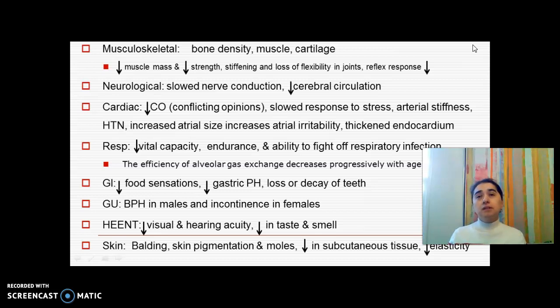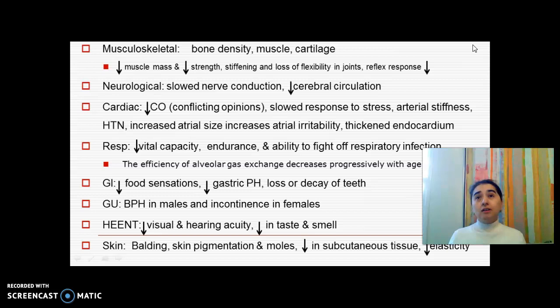Cardiovascular system, cardiac system, so these are conflicting opinions, but usually if a person does not have cardiac conditions, cardiac output should not be changed. But heart has slower response to stress, and you can see arterial stiffness as a result, increase in blood pressure, and increase in arterial size that causes arterial irritability and thickens endometrium. In terms of respiratory system, there is a less vital capacity and endurance, so individual ability to fight respiratory infection also decreases.